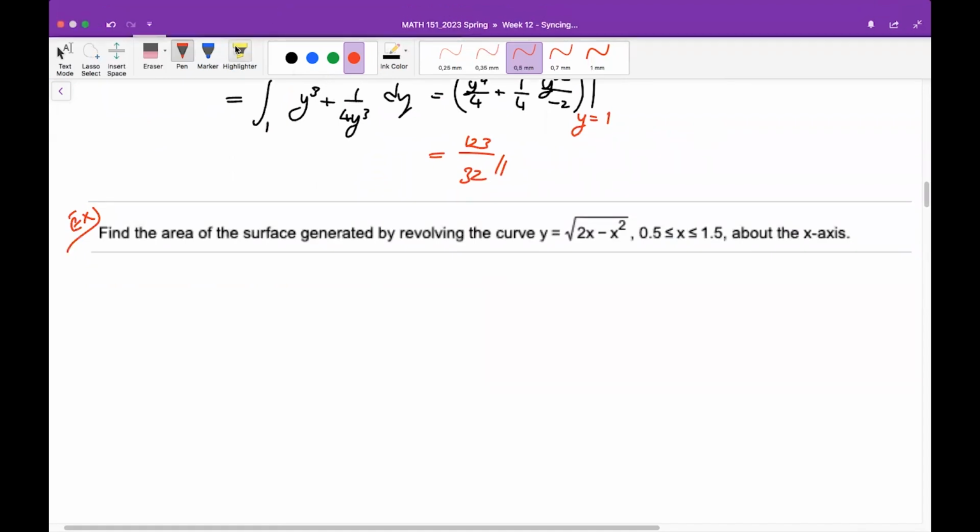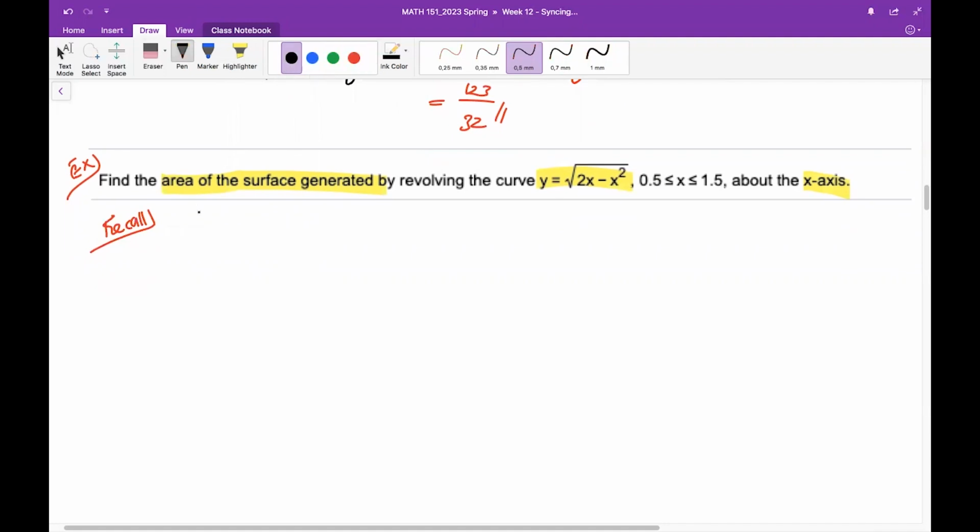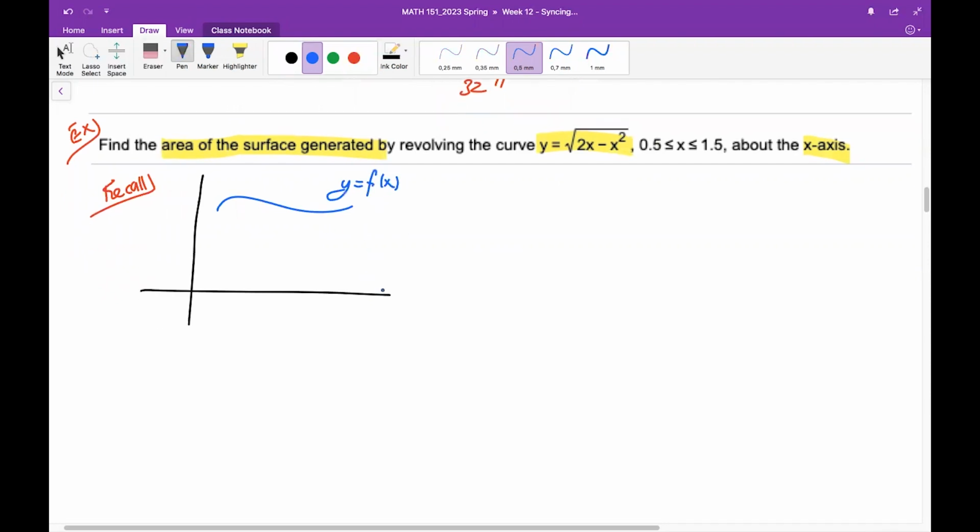Find the surface area. Now, we will talk about how to find the surface area generated by revolving some curve around the x-axis, or the story can be totally symmetric. I will explain soon. Let me start with a quick recall here, okay? So what's happening here? We have a curve given in terms of x like that, y equals f of x. And what we are doing is we are revolving this given curve around the x-axis, okay?